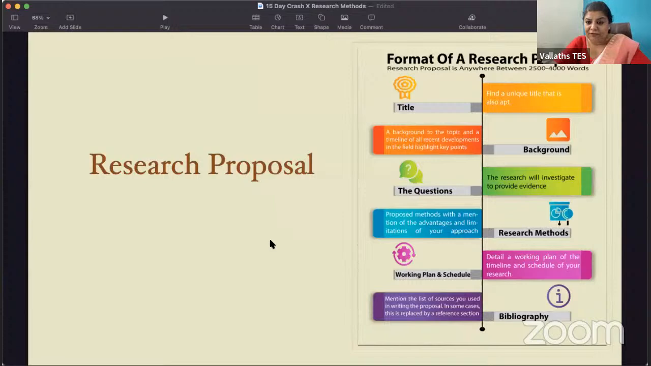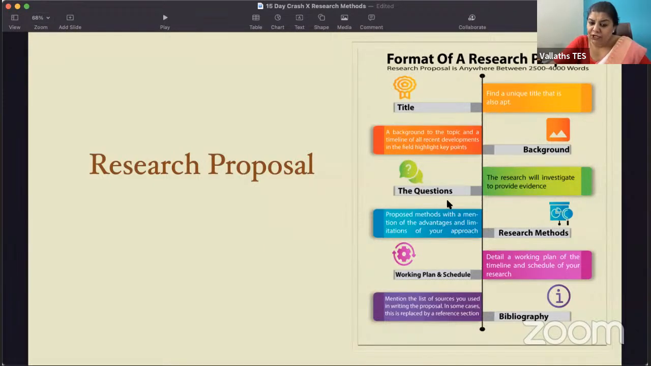What are the different aspects of a research proposal? First, you need a title. The first thing you need is a title, isn't it? Find a unique title. That is very important. Then you have to write about the background in the proposal. You have to explain the title. What are you writing about? What is this title about? You have to explain the background. Give the background to the topic, background to the author, background to the genre.